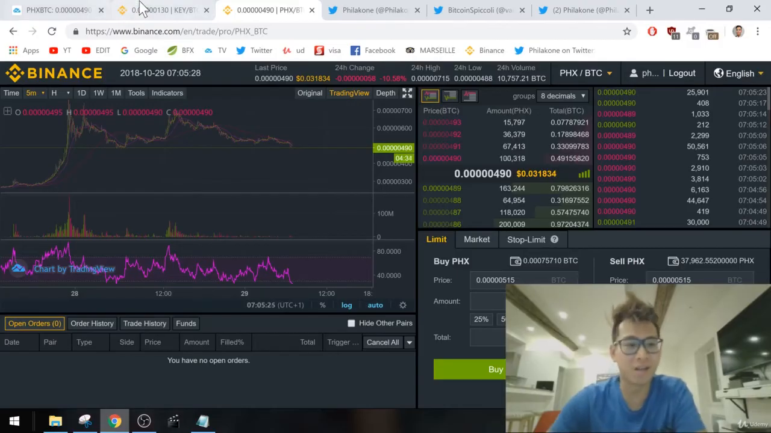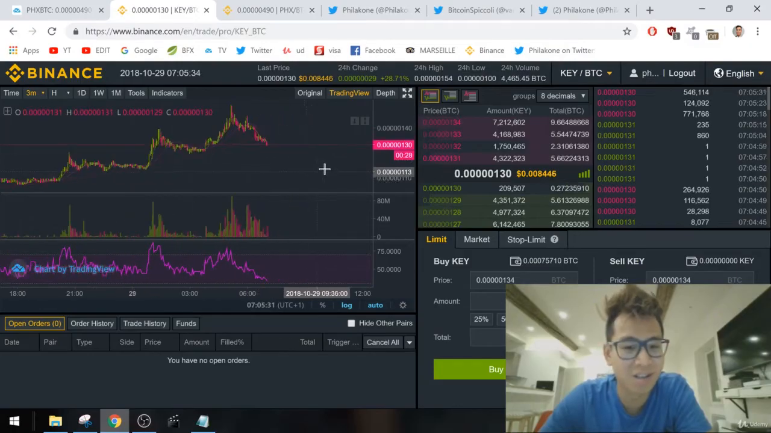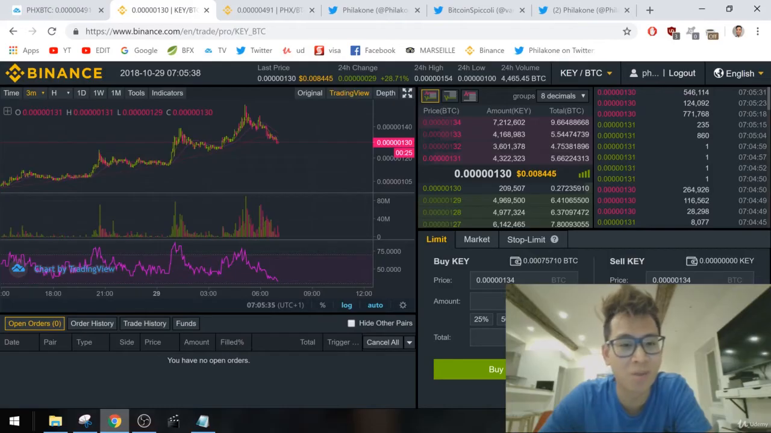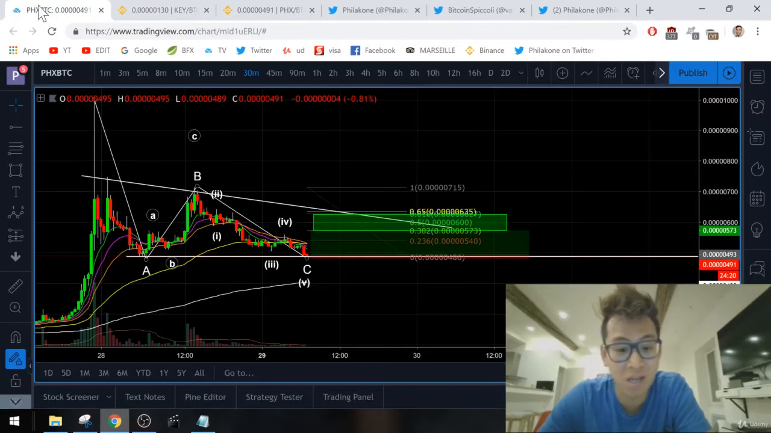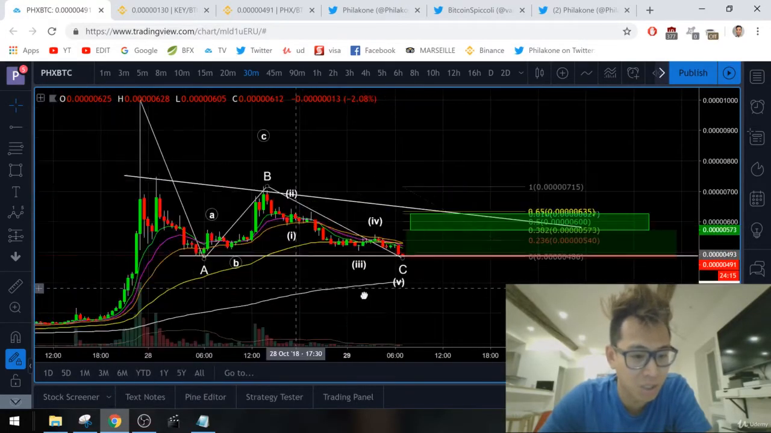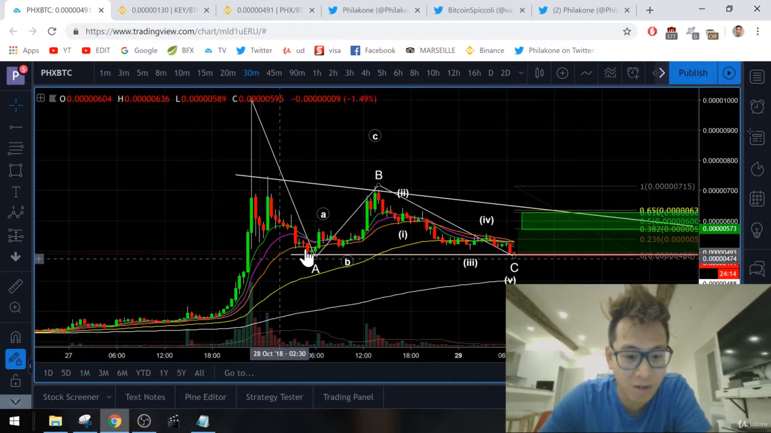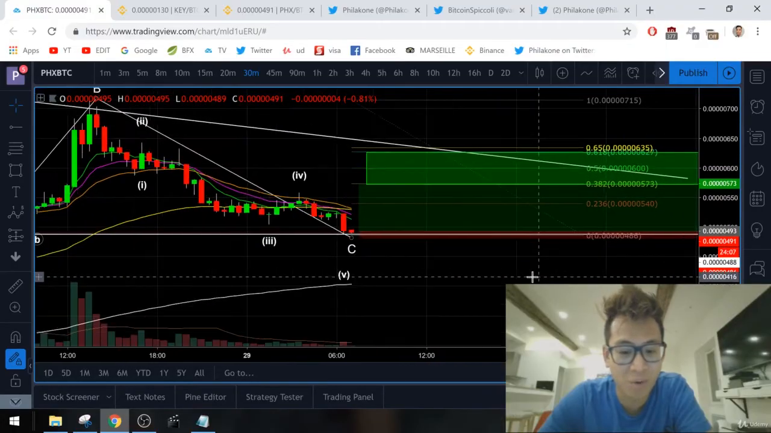All right, and we see Key completely break down. So I was right about the top earlier, okay? Completely broken down, broke below the 133 ranges. We're now at 130. And PHX is still trending around the 488 region. I'll show you guys the low. Right here, this is the 488. See right here where the low is? 488, and we're trending at 491 right now.